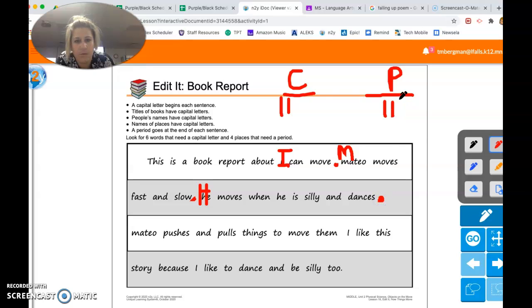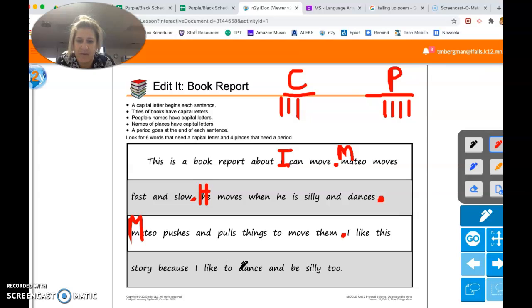There we go. Oops, I'm bad at these tally marks. Here, I thought it would help me. Mateo pushes and pulls things to move them. There we go. There's another sentence. So we've got 4. So our punctuation is done. We found 4 periods. Mateo pushes and pulls things. Oh, I noticed. His name is Mateo, so that's the capital letter, right? And then it's the beginning of a sentence, so that's a double reminder that this needs to be a capital letter. Mateo pushes and pulls things to move them.